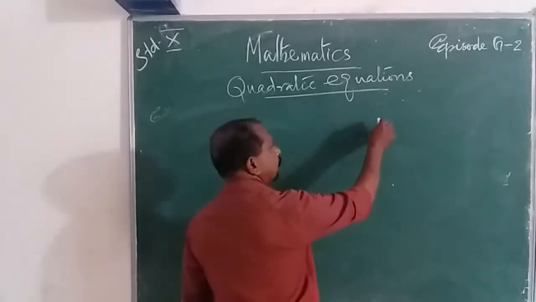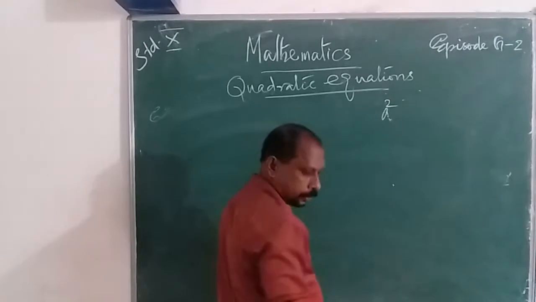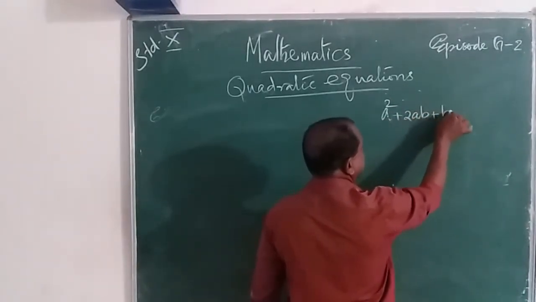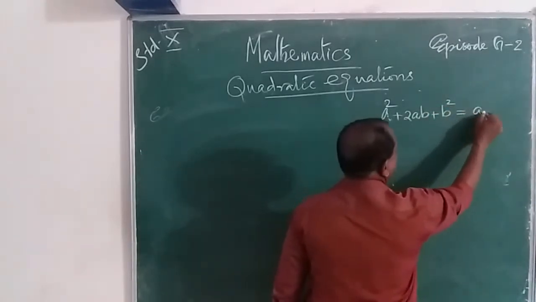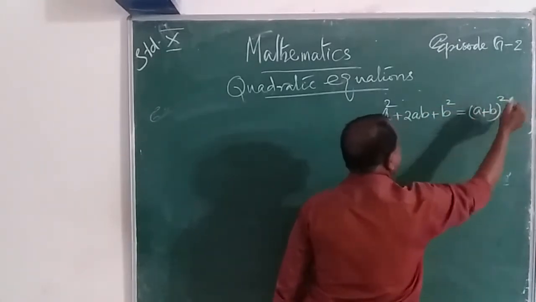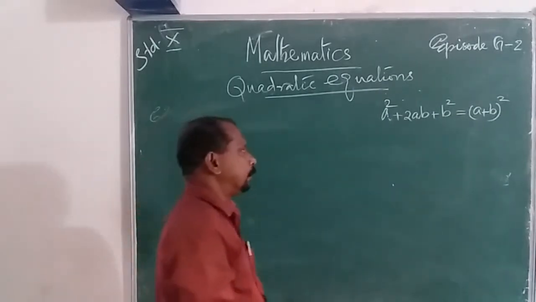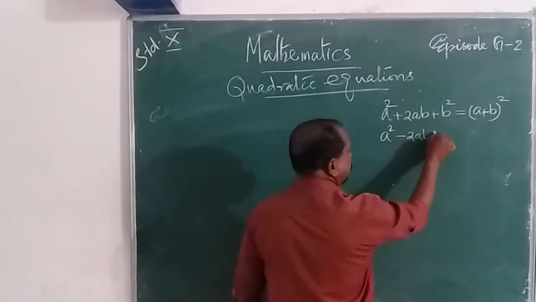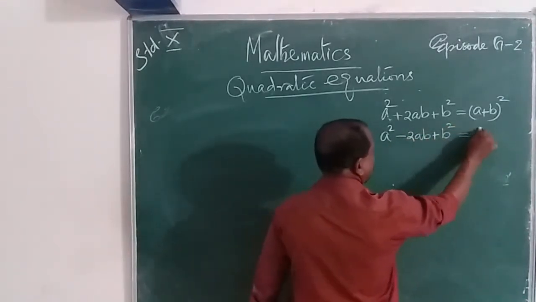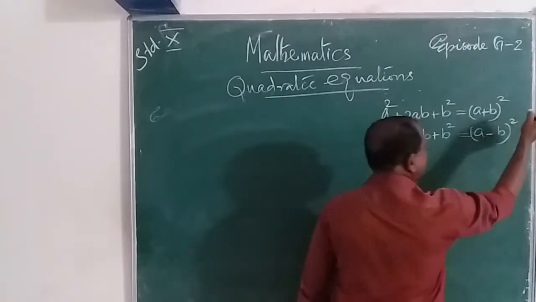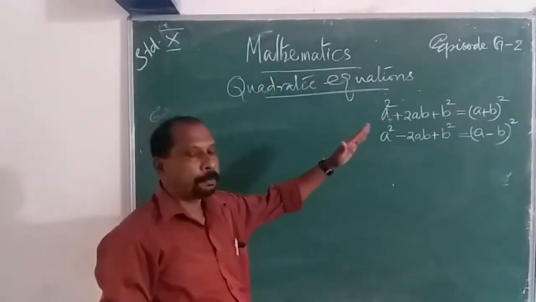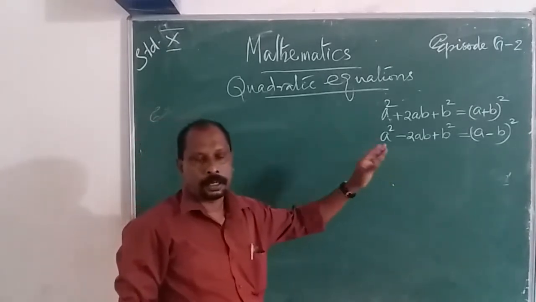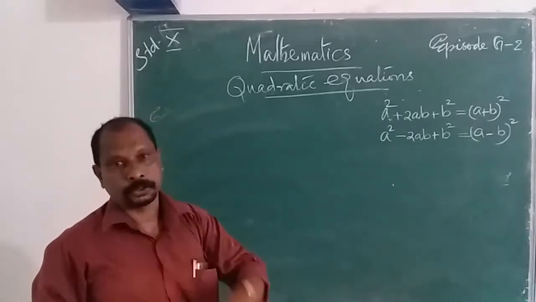One is a square plus 2ab plus b square is equal to a plus b the whole square. That is a complete square form. And the second one is a square minus 2ab plus b square is equal to a minus b the whole square. That means we can apply these two identities, a plus b the whole square and also a minus b the whole square.